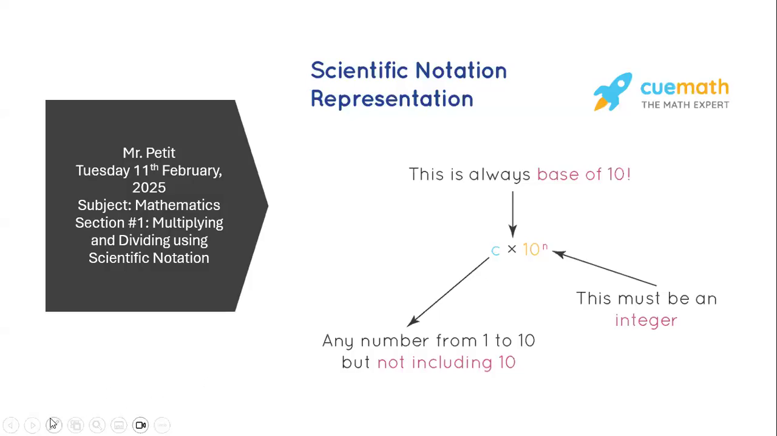The first part is that we have C, and C is going to be any number from 1 to 10, but it cannot include 10. And 10 is always the base, but what does n have to be? An integer. N has to be an integer, right?